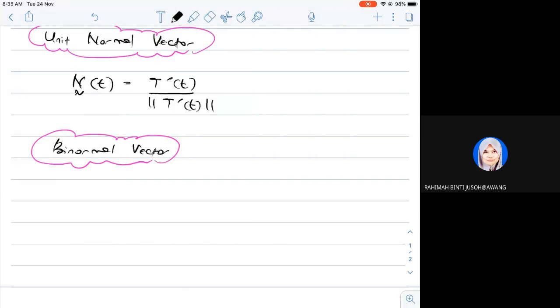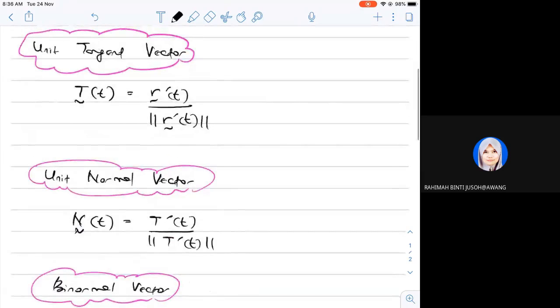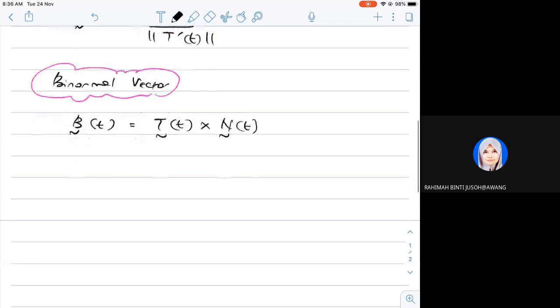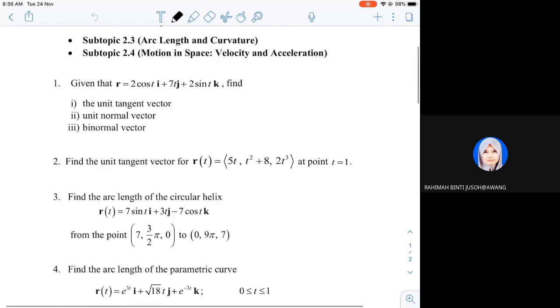The binormal vector is denoted as B, with respect to time t, equals the unit tangent vector T of t cross product with the unit normal vector. So if the question asks you to calculate the binormal vector, you have to calculate the unit tangent first and then calculate the unit normal. Only then can you calculate the binormal vector. So now let's take a look at these revision exercises.